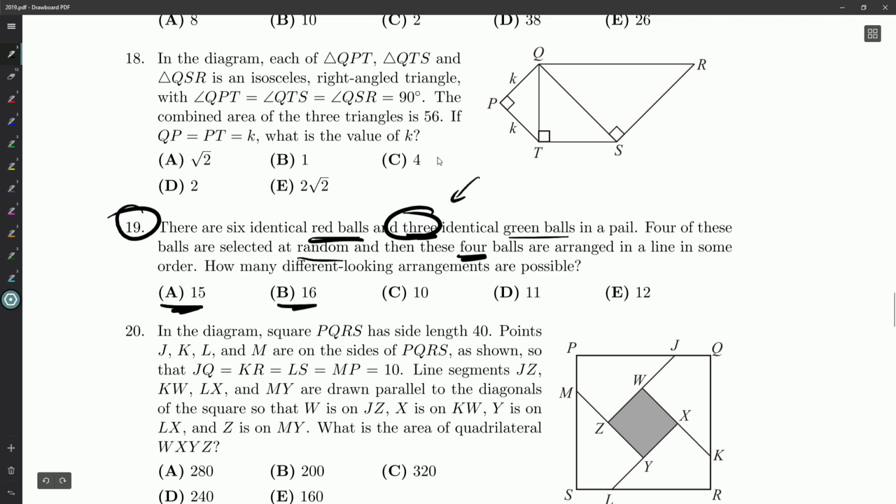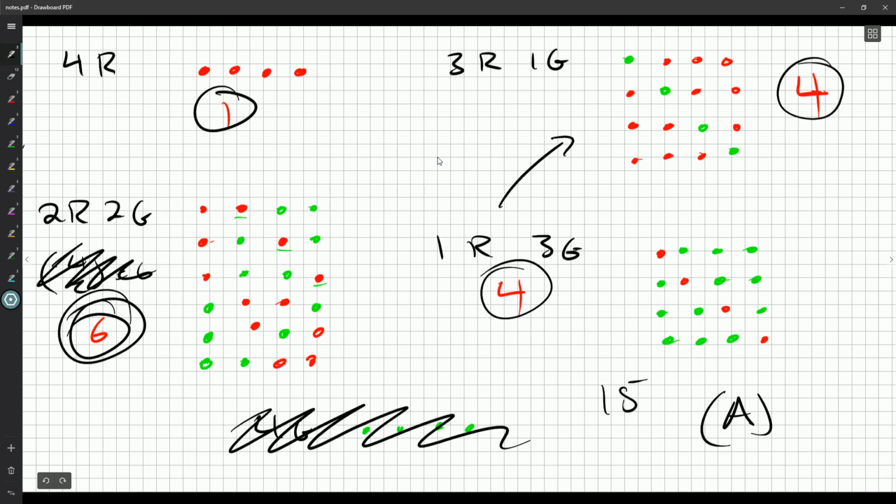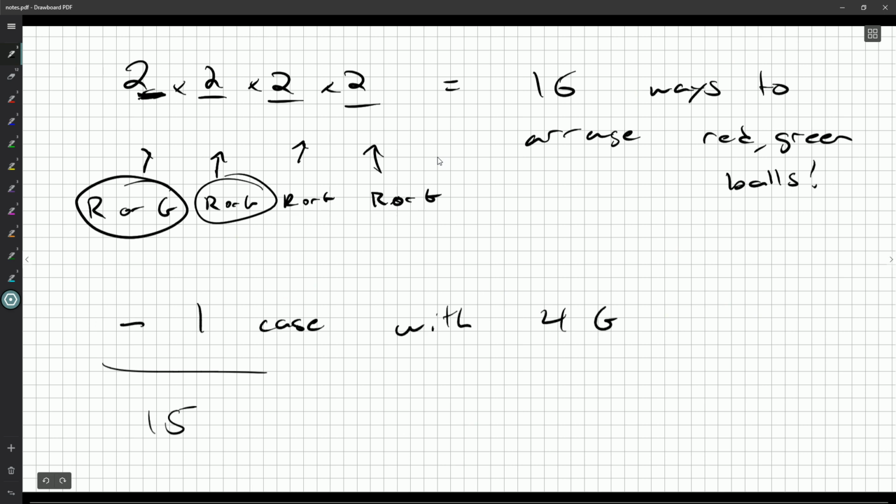But remember, we can't just freely pick green balls. So we have to subtract the 1 case with 4 green, because we know that that'll never happen. So it's 16 minus 1, and that's how you get 15. Because again, the 4 green case cannot happen. But you'll notice 1, 4, 6, 4, 1 would be 16. That is all the ways to put red and green balls in some nice linear order. But one of these possibilities can't happen because we only have so many green balls. So we got to watch out.